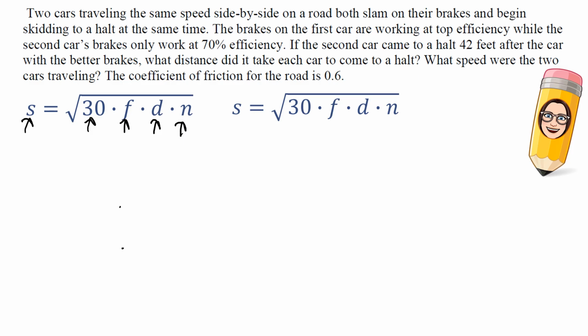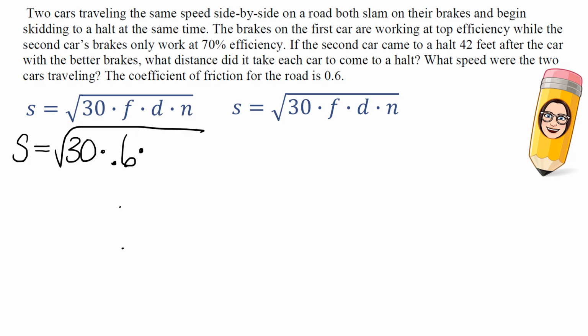So I've got it written twice here because we have 2 different cars, right? So let's say on the first car, I don't know its speed. Copy everything else. The road's friction was 0.6. The distance it's traveled, I don't know. And the efficiency, wait, the first car had great, perfect top efficiency, meaning 100% efficiency. 100% is written as a 1. So let's talk about the second car.